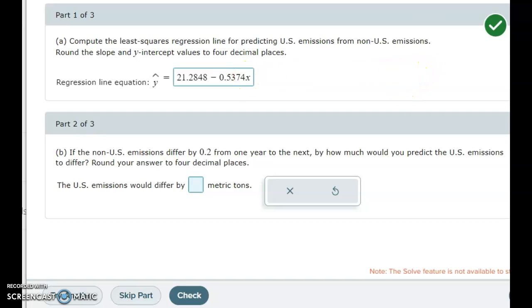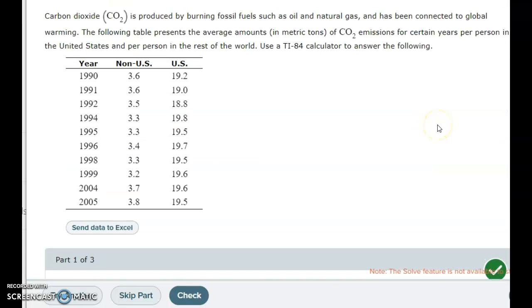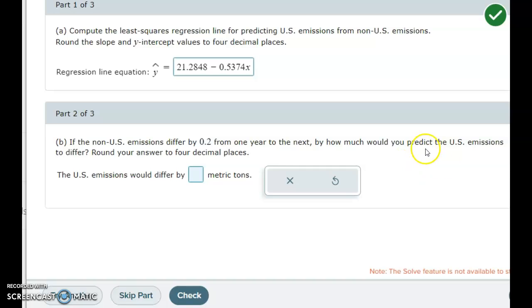So I'm just going to do that on a calculator. Looks like we do not have a calculator available to us here, so I'm just going to do that on a separate calculator. I'm taking this negative 0.5374 times 0.2, and that'll give us negative 0.1075. And again, that was just the 0.2 times this negative 0.5374.